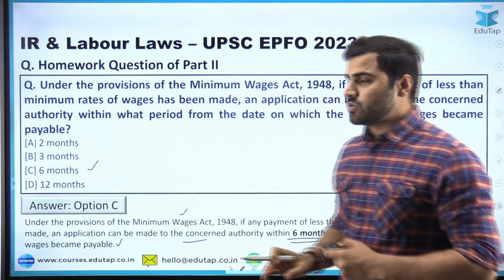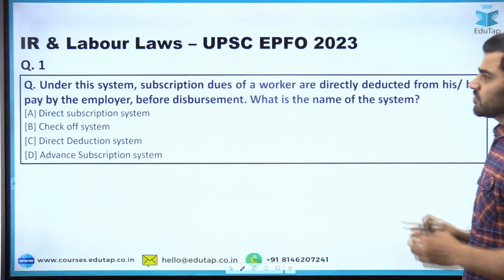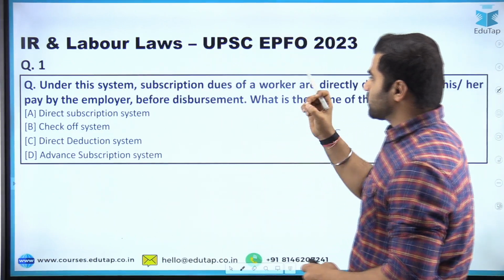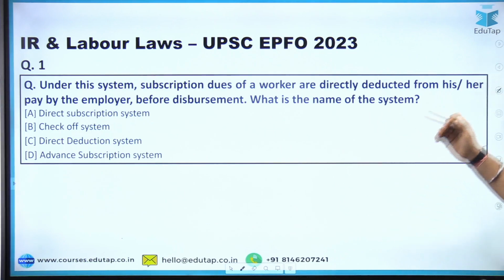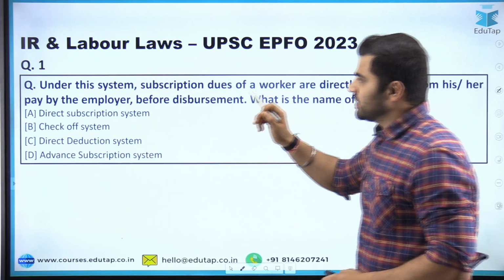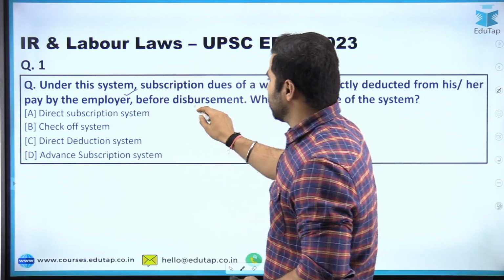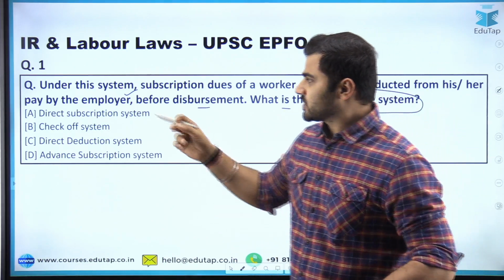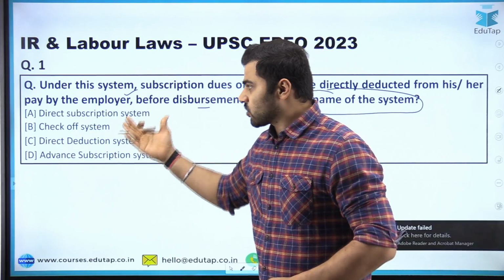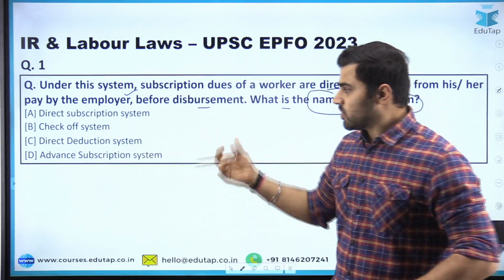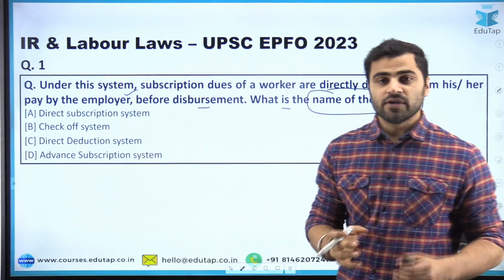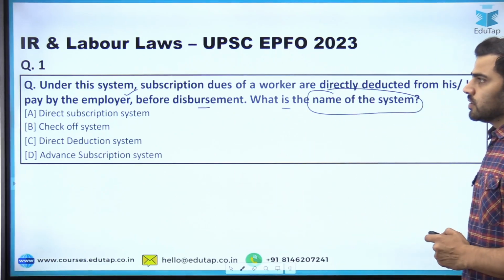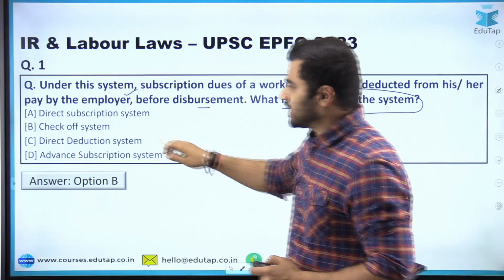Now let's proceed to today's session. So this was the question number first of part third. Under this system, subscription dues of a worker are directly deducted from his or her pay by the employer before disbursement. So what is the name of this system? Your options are direct subscription system, check-off system, direct deduction system, or advanced subscription system. So what is the right answer of this question, right, guys? The right answer of this question is option number B, that is check-off system.